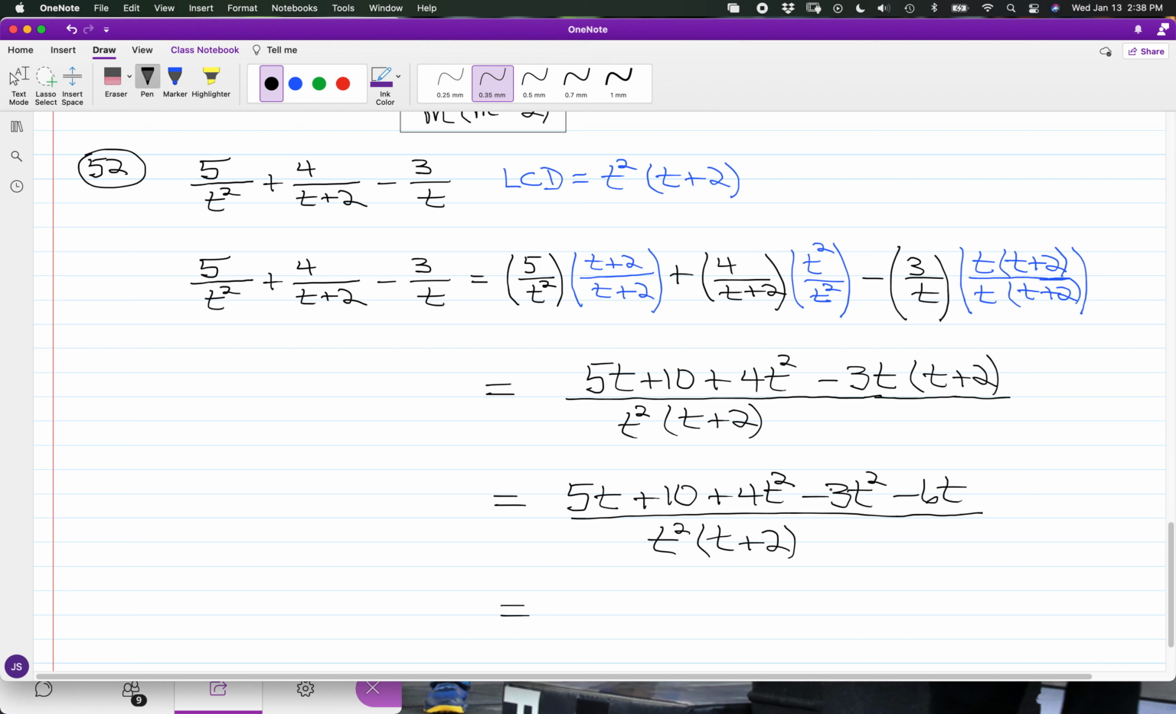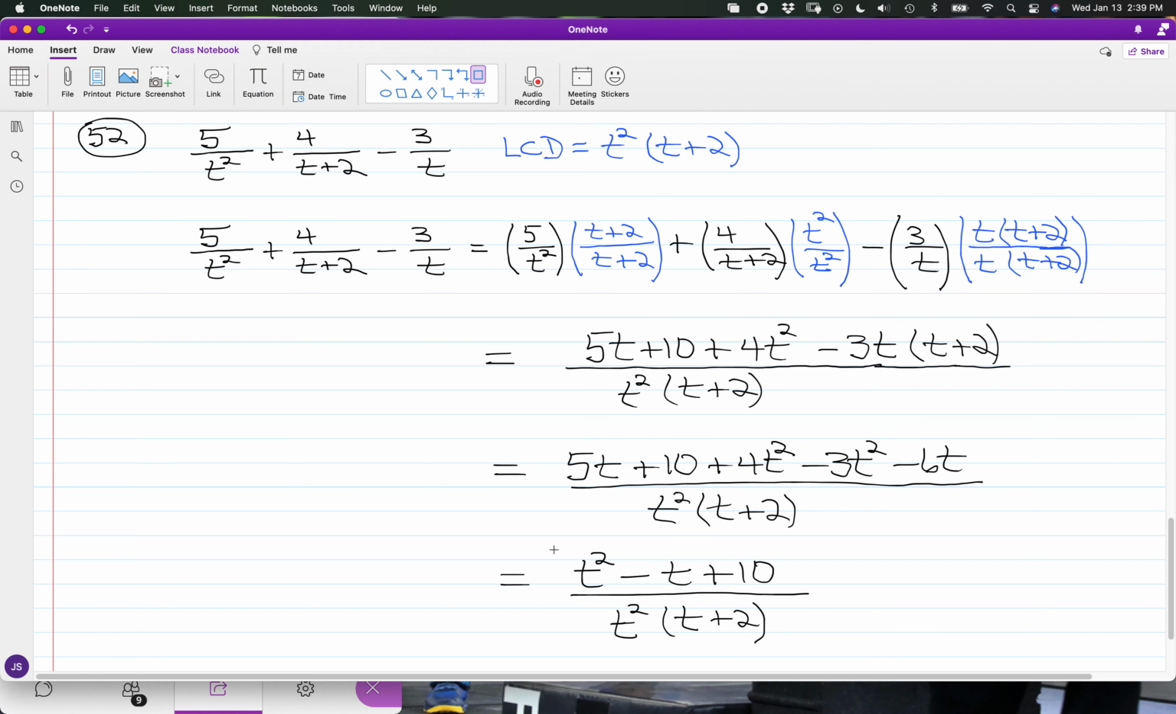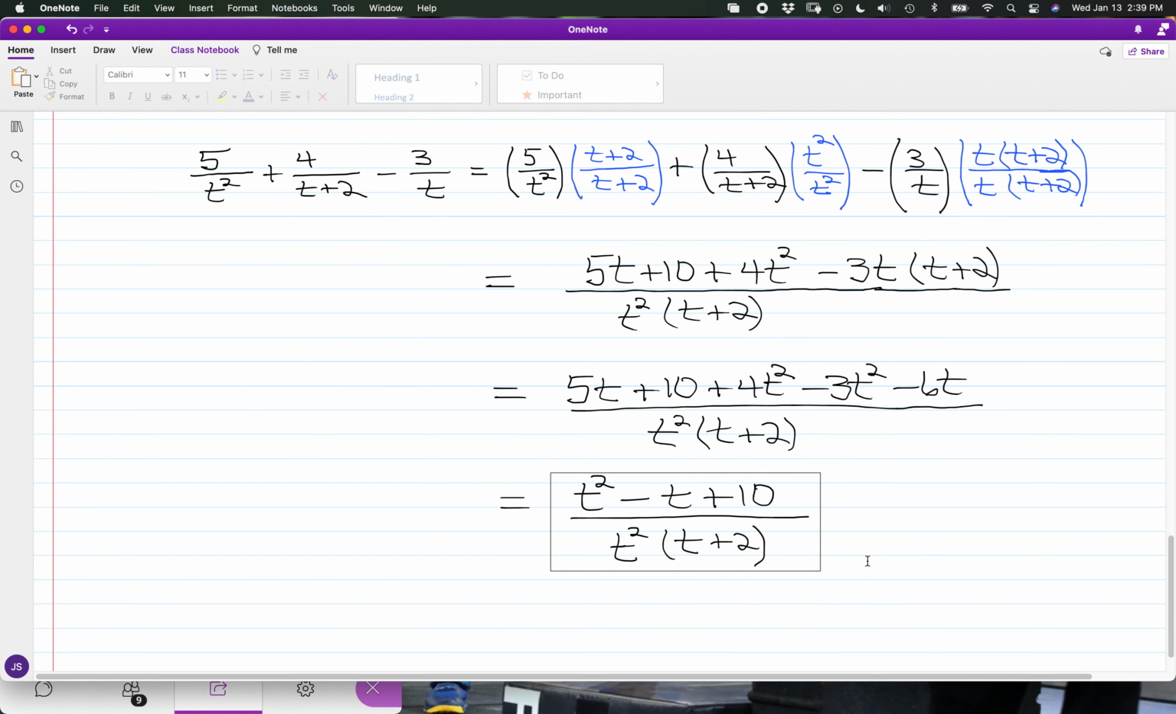So we have 4t squared minus 3t squared, so we have that difference, we have it t squared. And we have 5t minus 6t, so this will be a negative t. And we have in the mix positive 10 as the only constant at the top. And so we end up at t squared minus t plus 10, and this will be all over t squared times the quantity of t plus 2. And this will be the final result in this particular problem.